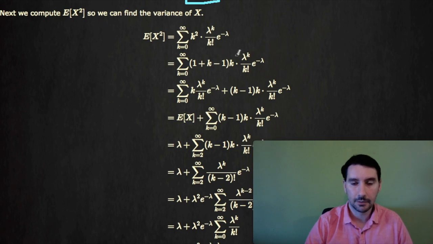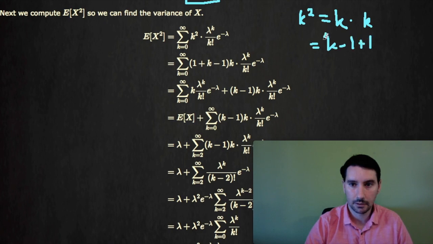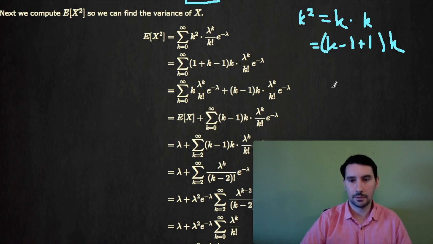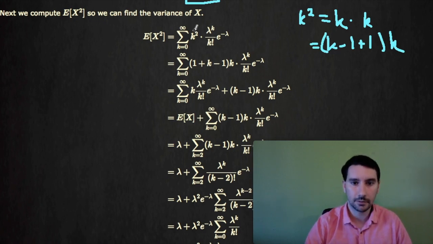And for this one, we're going to rewrite k squared. So k squared is k times k, which is k times (k minus 1 plus 1). Okay, so just kind of a funny rewrite there. So k squared is k times (k minus 1 plus 1), or in other words, k times (1 plus k minus 1).